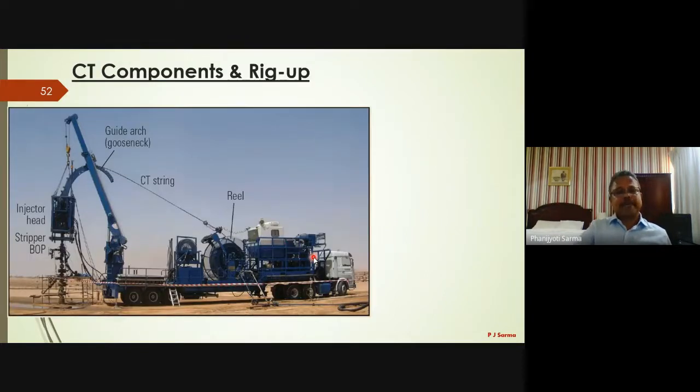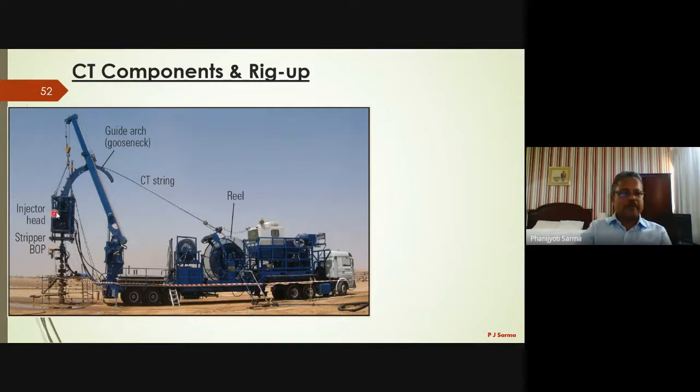So, a typical coil tubing rig up. I'm showing this onshore coil tubing rig up. The bottom is the well. This is the production well. We are not removing all the barriers. However, we are installing additional pressure control equipment. The BOP has to have the stripper. That is the primary barrier.